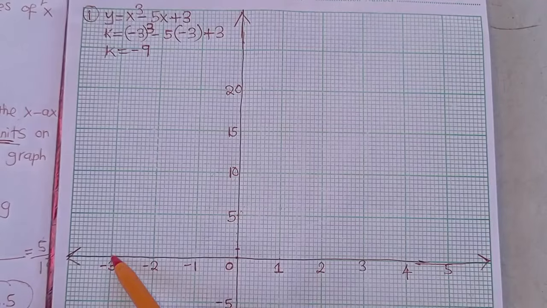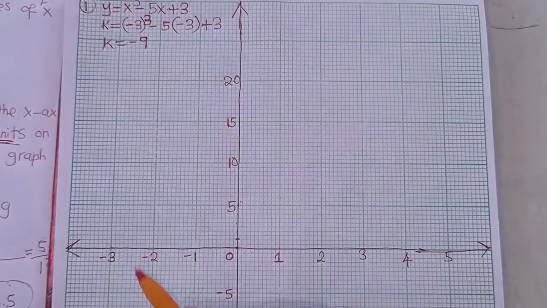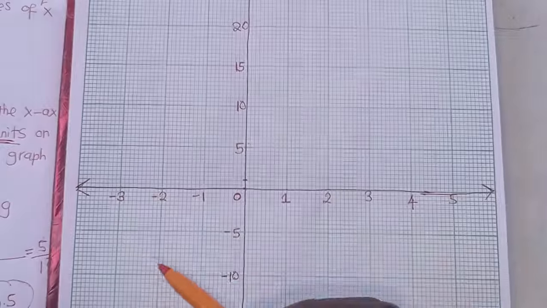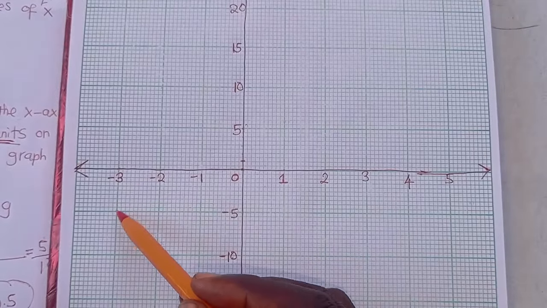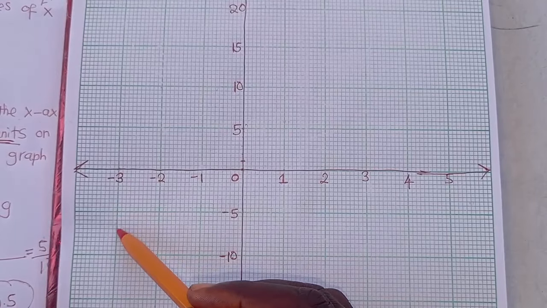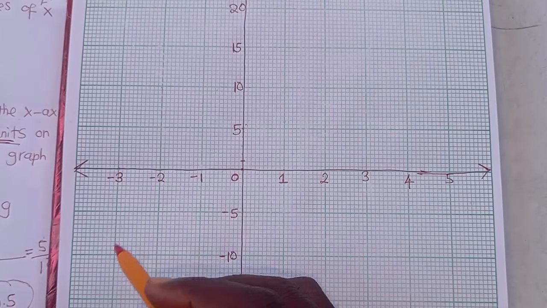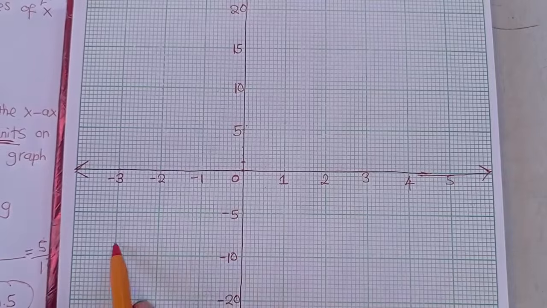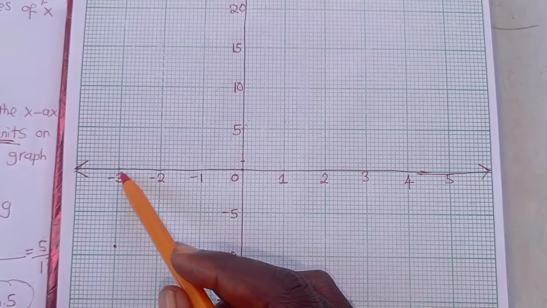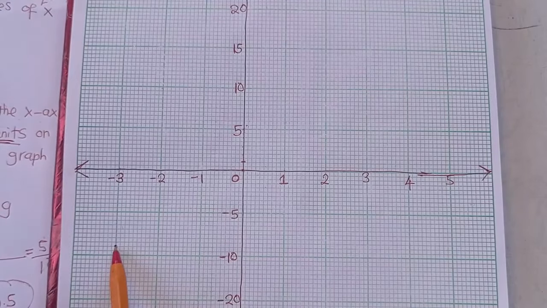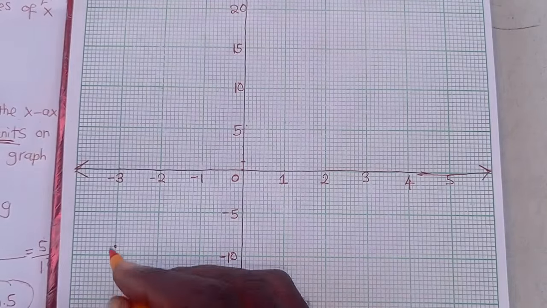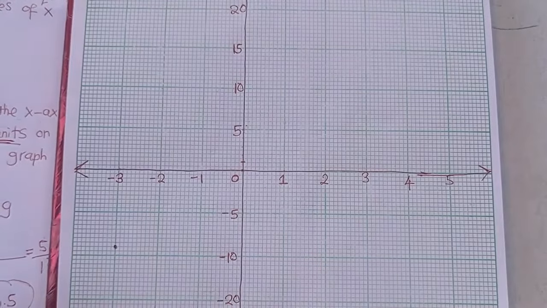So -3, -9. So I check -3 is here. Have you seen where -3 is? -3 is here. So 5 is here. So 1, 2, 6, 7, 8, 9. So -9 is here. Have you seen? So I stand on the value for x, then I look for the y. So -9 is there. If you check here, -9 is here, so the point is there. That is the point. So I just put a dot there. Okay, I put a dot.